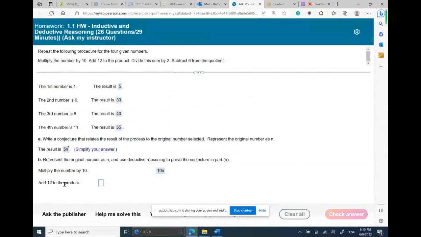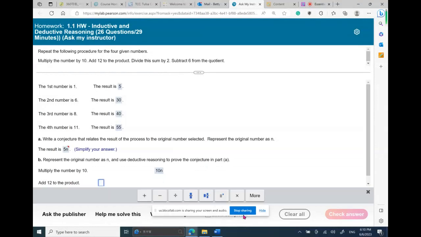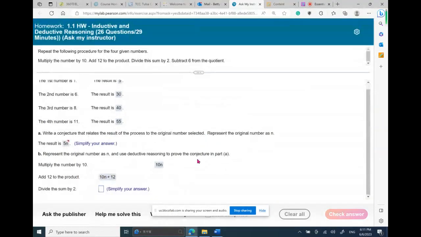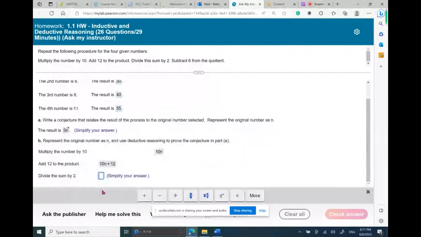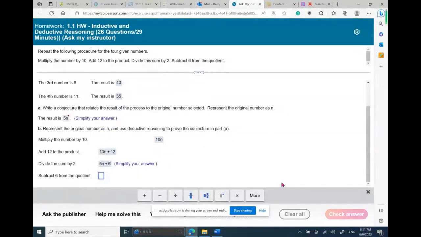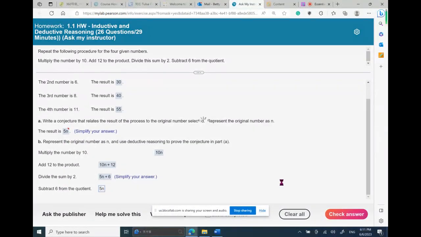And continue. Add 12 to the product. So 10n plus 12. Divide the sum by 2. Divide 10n plus 12 by 2, we have 5n plus 6. And last step, subtract 6 from the quotient. 5n plus 6, and then minus 6, we have 5n. That's what the question wants. You use n in this process. Is that clear, guys?